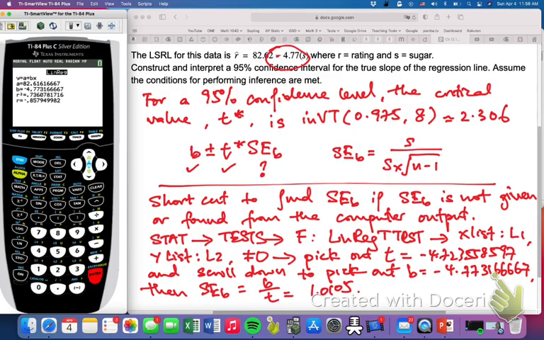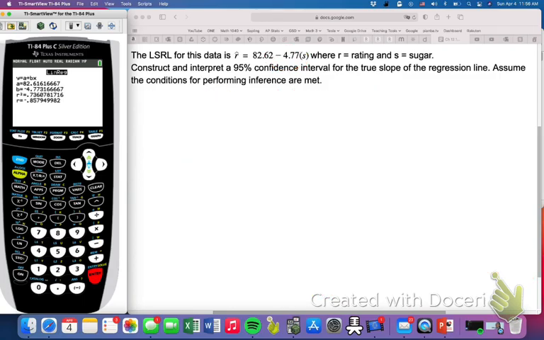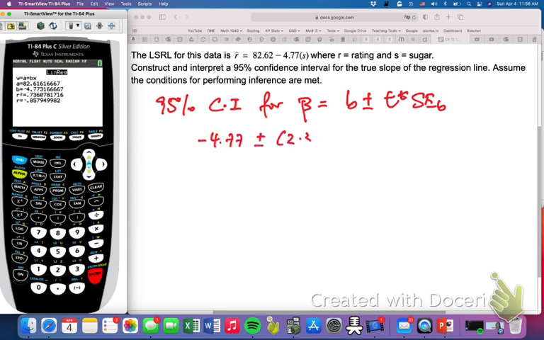In this case, it is 1.0105. All right, so to finish the do part, we do a 95% confidence interval for the true slope, and the formula follows: B plus or minus T star times the standard error of the slope. So we put all the values together. We know B is negative 4.77 plus or minus the T star, which is 2.306, and the standard error of B, which we cheated and found to be 1.0105.